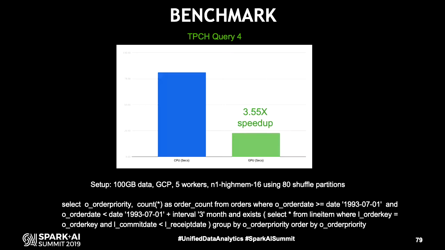We've done some benchmarking on this, so it's very early, but our benchmarks look pretty good. This is a TPCH query 4, and we're doing 100 gigs of data on GCP, 5 workers, N1 high mem 16 machines with 80 shuffle partitions. You'll see that we're getting a 3.55x speed up. The speed up is definitely very dependent on the query. It also depends on the amount of data. Like Miguel was saying, the GPU works better on a larger amount of data within reason. It has to fit on the GPU, obviously. So the more data you can throw at it, actually the better results you can get.